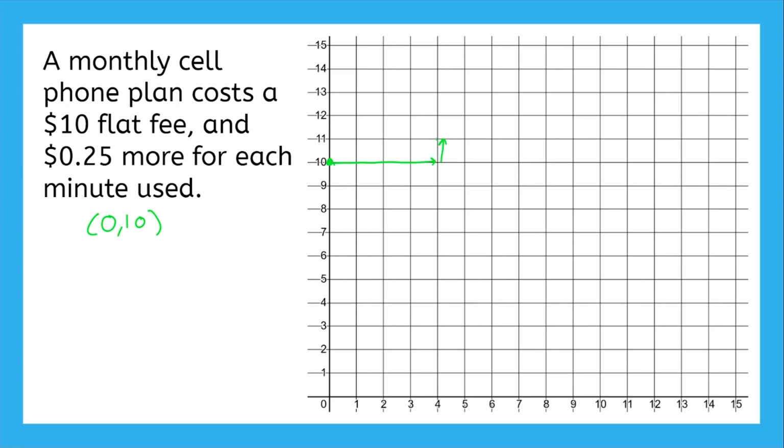But anyway, now that we've got 2 points, we can draw a line through them, and here's our graph. We can check it by comparing it to the word problem. Even with no minutes used, you pay $10, and the slope is 1/4, or 1/4 per minute.